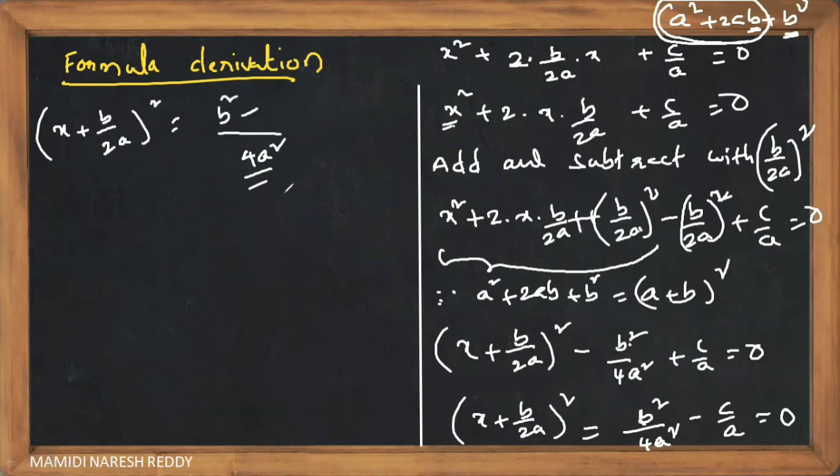Now children, let us divide this 4a square with a. By dividing 4a square with a, what do you get, my dear children? A square gets cancelled. What will be the answer? 4a. So we get 4a, children. This entire 4a you multiply with the numerator, children. 4a into c is equal to 4ac. 4ac. Right. Any doubt? No, sir.